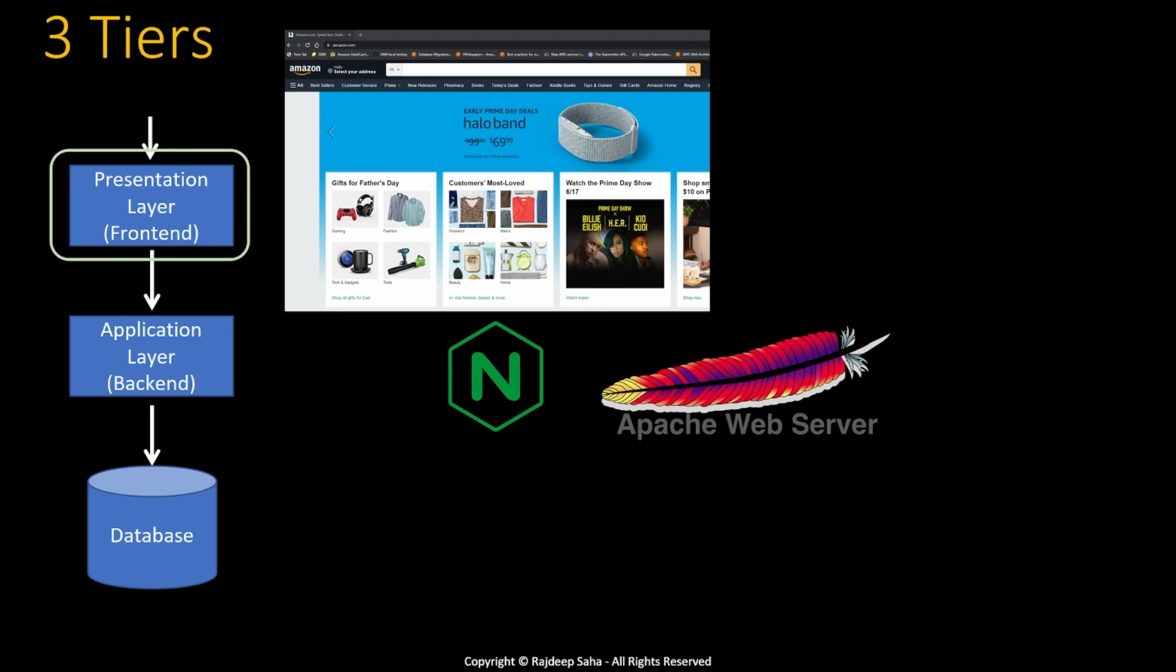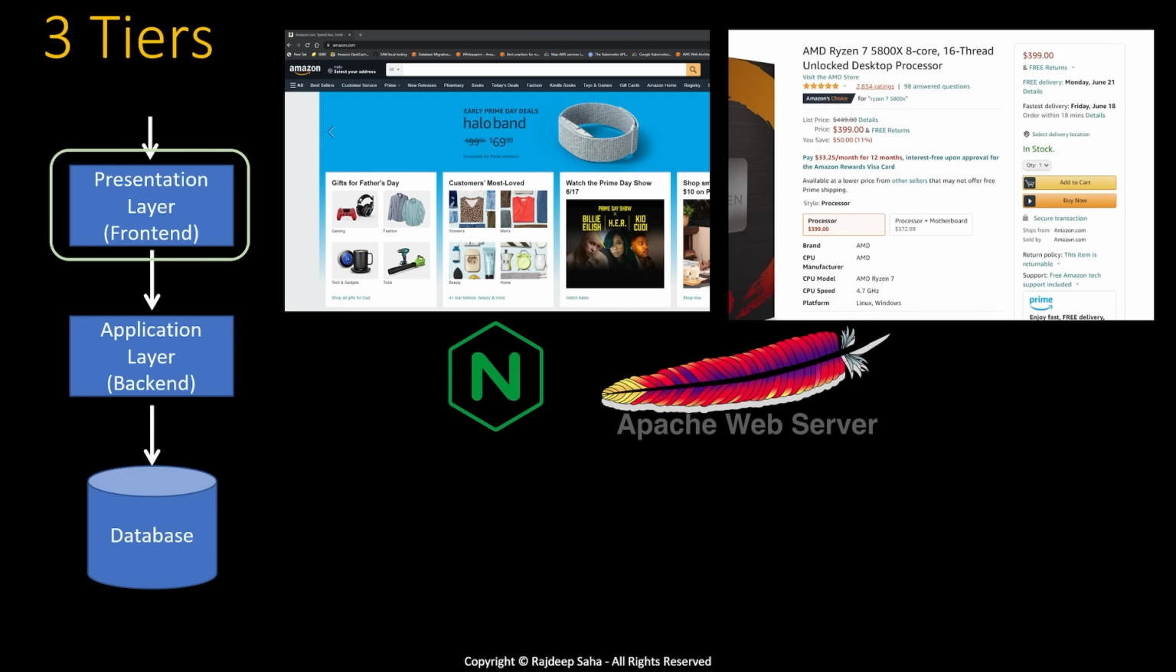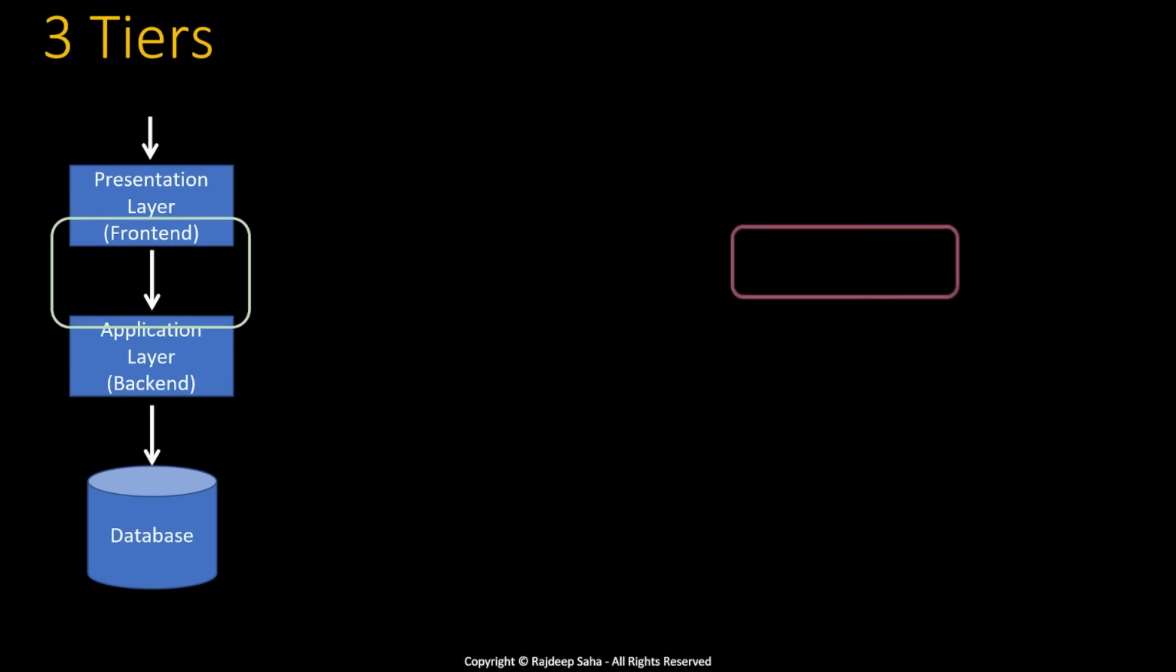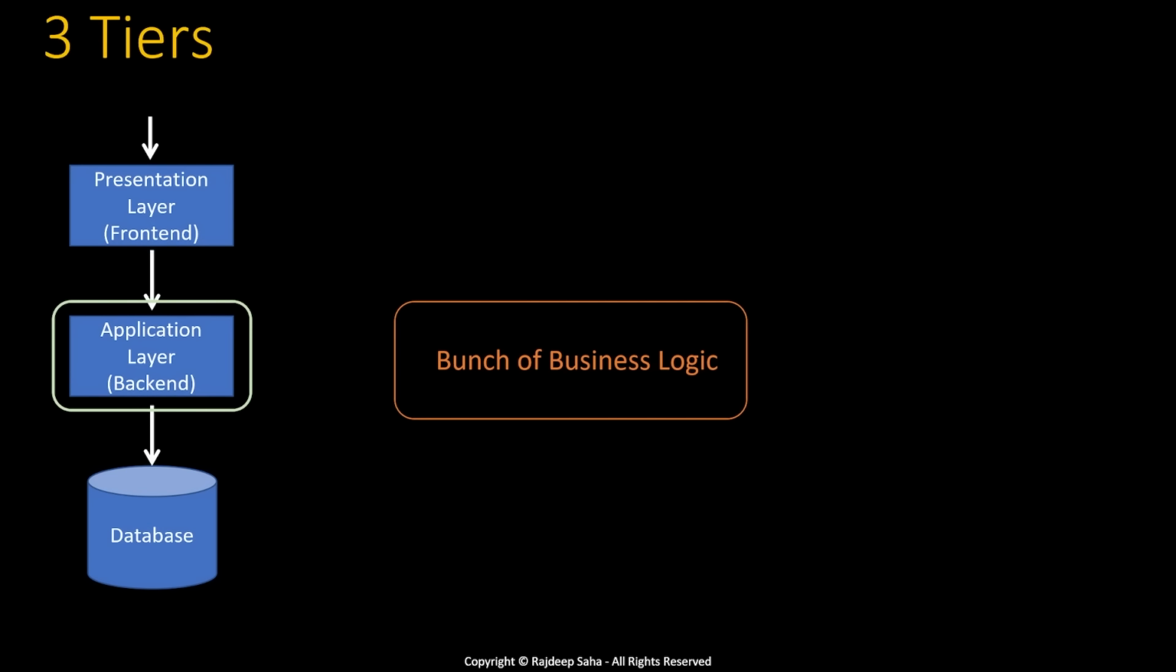So let's say on Amazon.com, the user liked one item and wants to add it to the cart. As soon as the user clicks add to cart, you have to insert this information into a database, as well as check some business logic such as where the user lives, whether the user is eligible to buy, credit card information, etc. So as soon as you click add to cart, the presentation layer calls the application layer or the backend where a bunch of business logic is running.